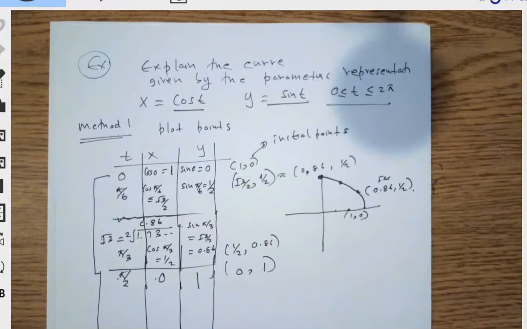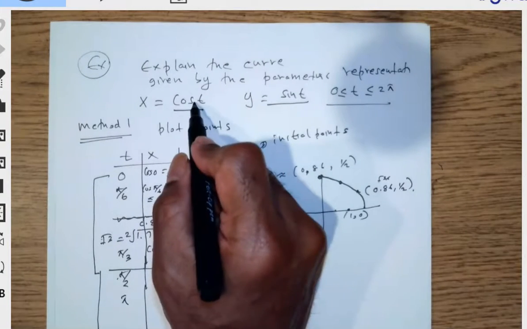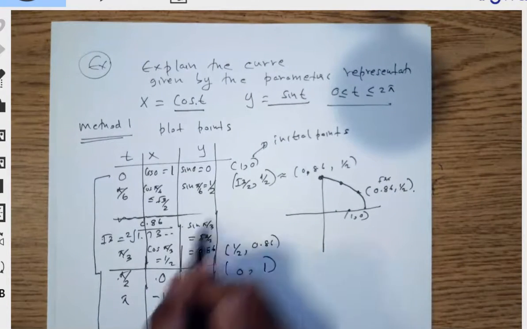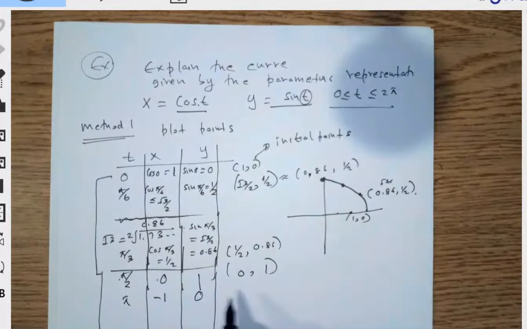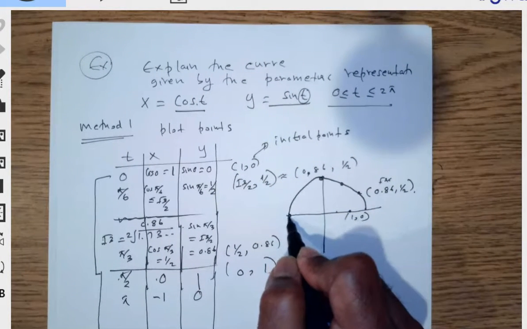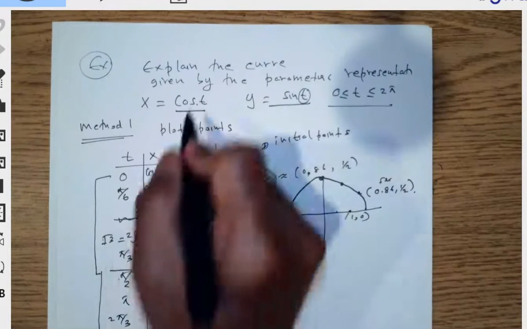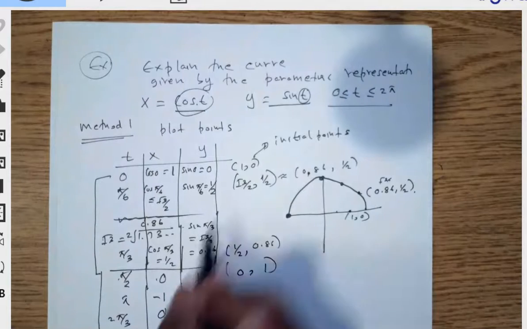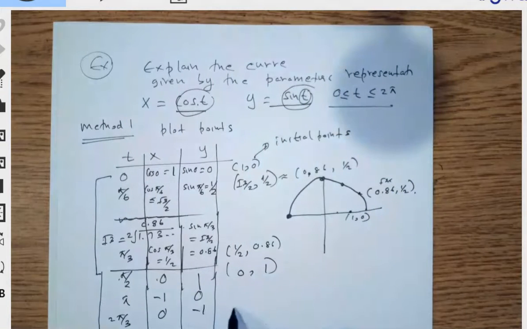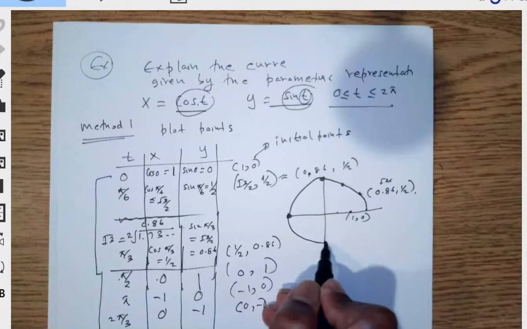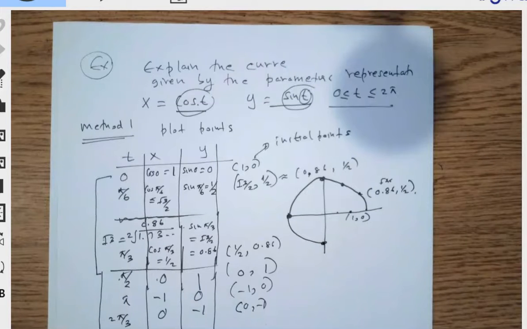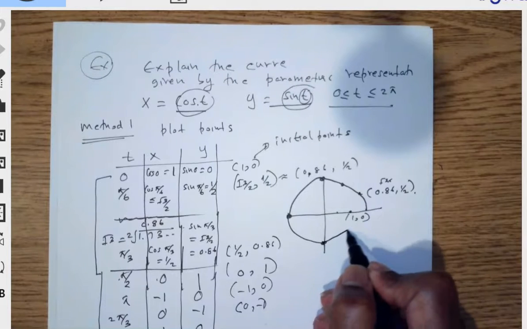If you put pi here, then you get cosine pi is equal to -1, and sine pi is equal to 0. So then you get to here. And then if you put 2 pi over 3, we know that cosine 2 pi over 3 is 0, and sine 2 pi over 3 is -1. So this is -1, 0. So this is 0, -1. So you get this point. And finally, if you put 2 pi, cosine 2 pi is 1 and sine 2 pi is 0. So once again you go back to this.